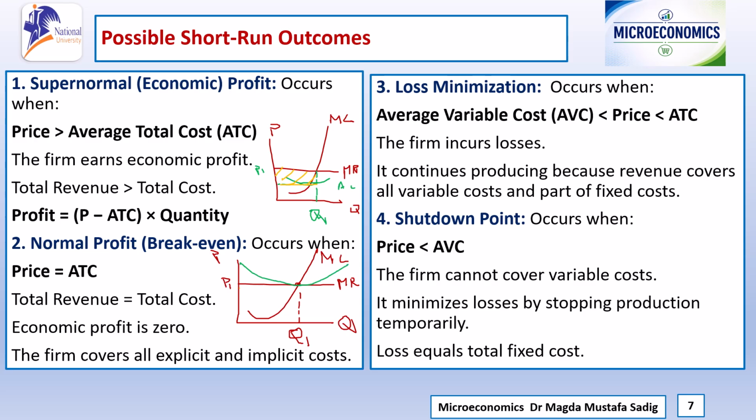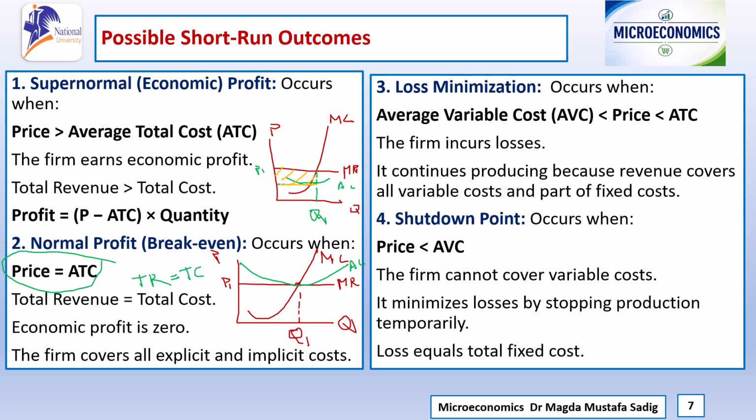the average cost. The average cost for producing Q is just equal to the price. So here there is break even. Normal profit occurs when the price is equal to average total cost. This is average cost and this is price, and at producing Q1, average cost is equal to P1, or equal to the price, and here total revenue is equal to total cost. Total revenue is equal to total cost, and so the economic profit is zero here.